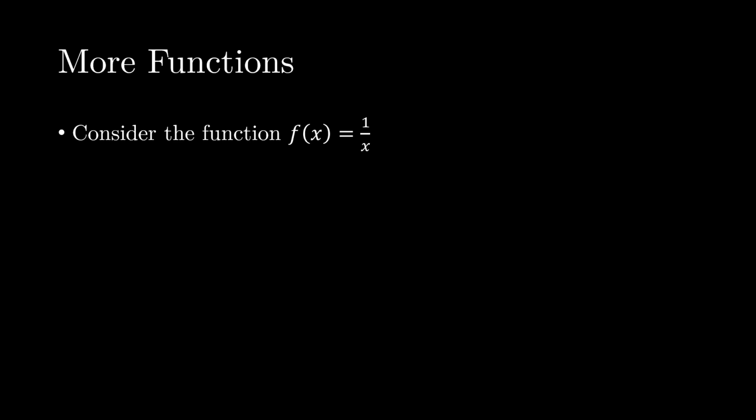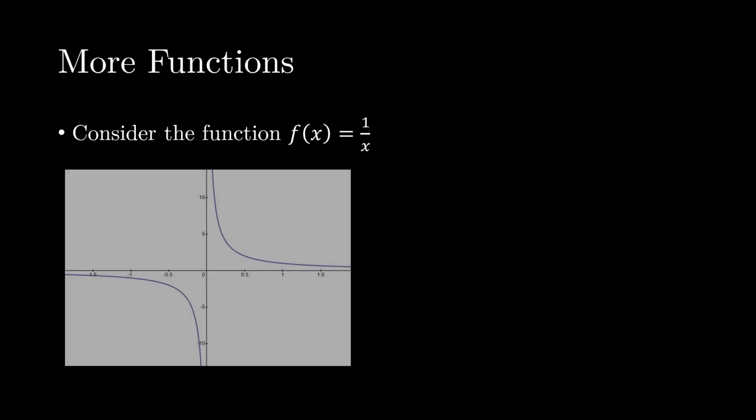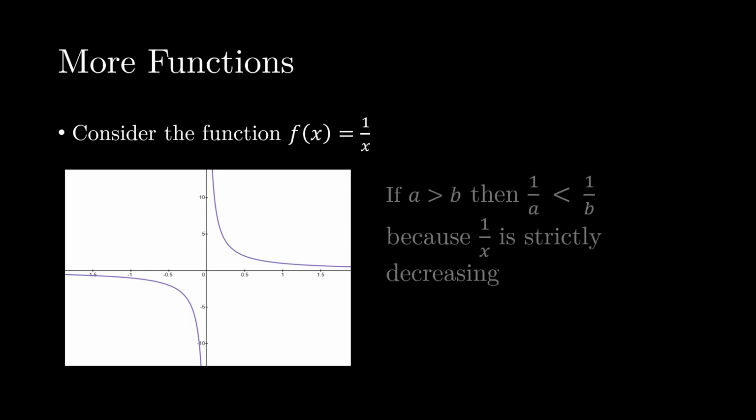Now let's consider some more functions. If we have the function 1 over x, you can see how this function is actually strictly decreasing. It's always going down, which means that if you have an inequality where a is greater than b, and you wanted to take the reciprocal of both of them, then you'd actually have to flip the inequality sign. And that's because 1 over x is strictly decreasing.